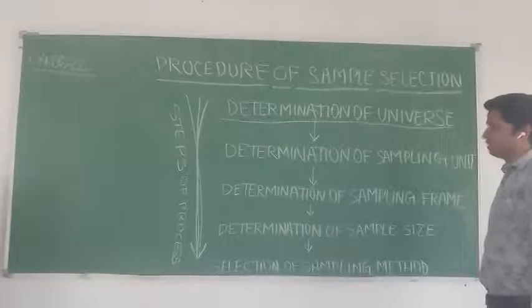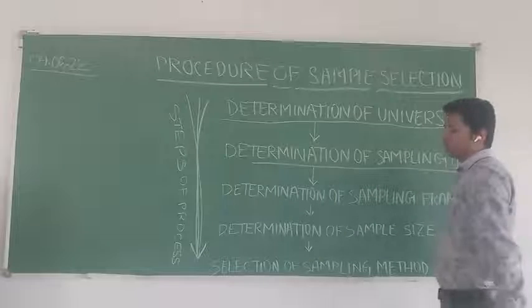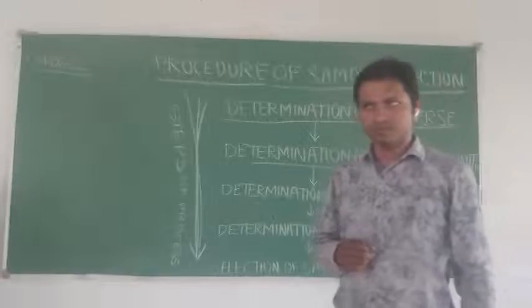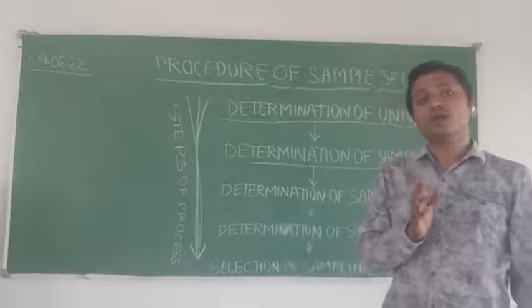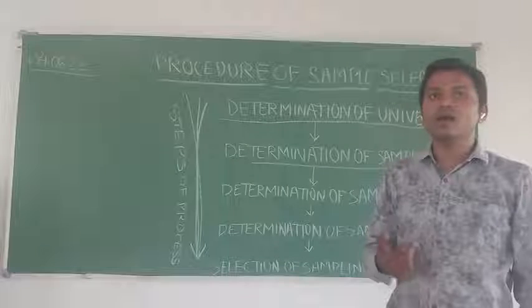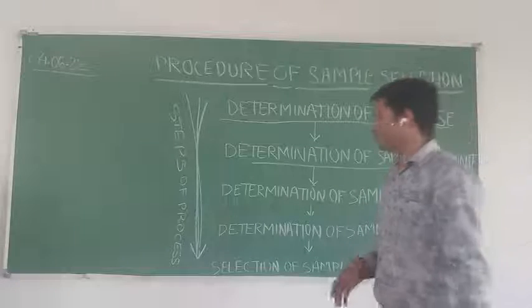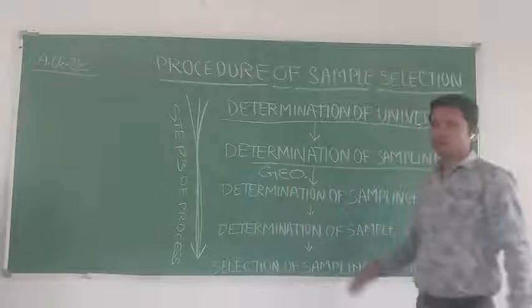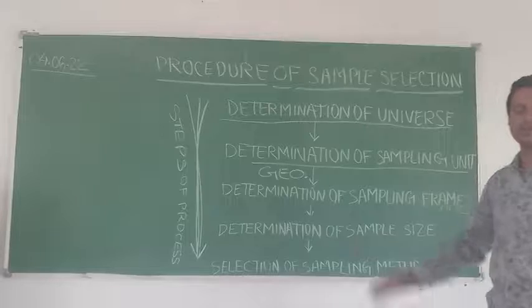In the second step, we have to determine the sampling unit. Sampling unit means there are mainly four kinds of sampling units. The first one is geographical. In the geographical manner, we have to understand what kind of geographical area we want to take for our research work. In it we have to choose the geographical area, the community itself, which kind of community we want to take for our sampling process.